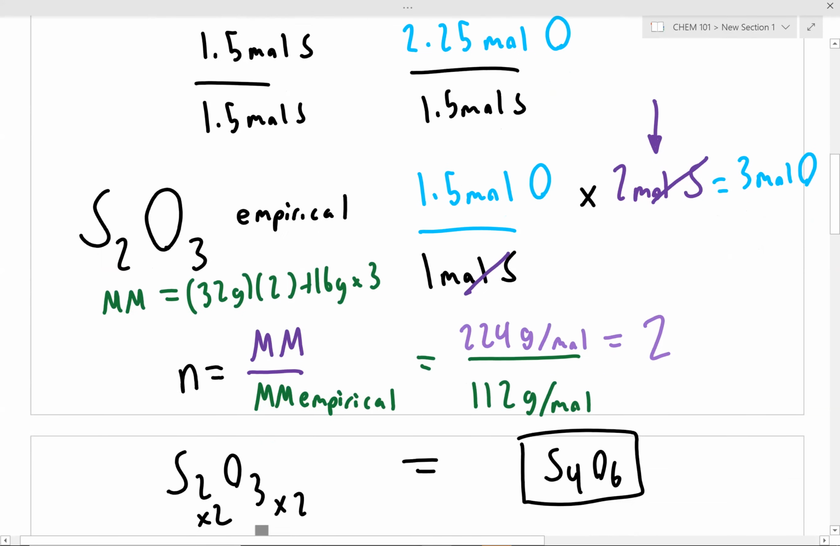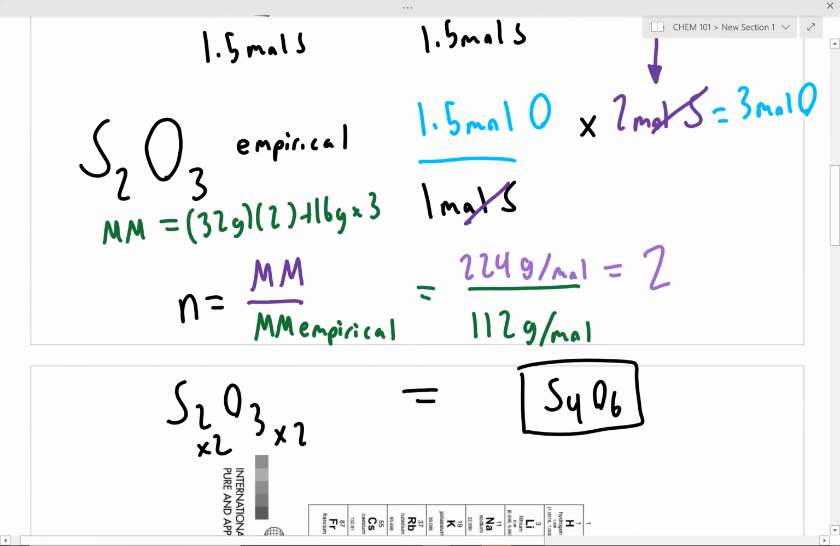Then from there, we calculate the molar mass of this S2O3 empirical formula unit, and we calculate N by dividing our molar mass by the empirical subunit mass. We then get N equals 2, and we multiply all of our subscripts by N, which is 2. Does that make sense? Okay.